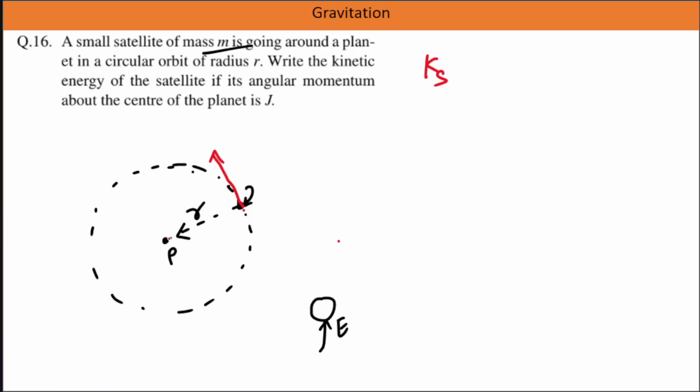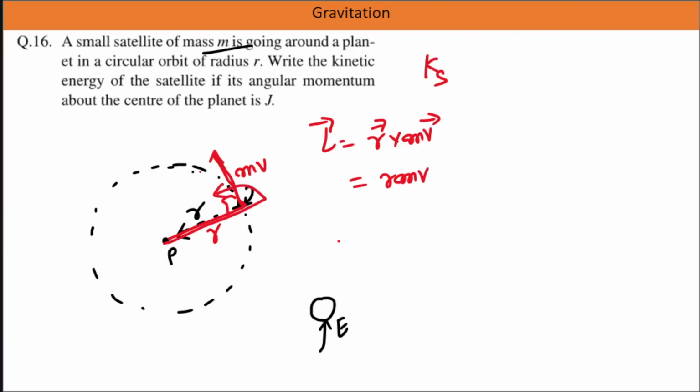What will be the angular momentum? How do you write angular momentum? You write r cross mv. Here r is this, mv is this, right? The angle between r and mv is how much? 90 degrees. So magnitude wise, it is rmv sin 90, right? And what will be the direction? r cross mv, so it is anti-clockwise.